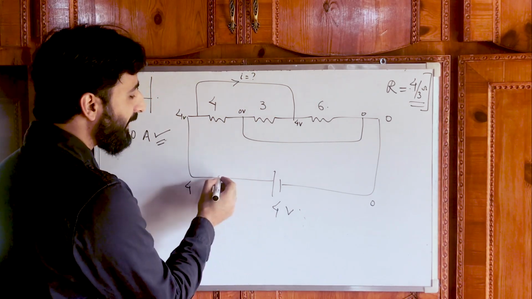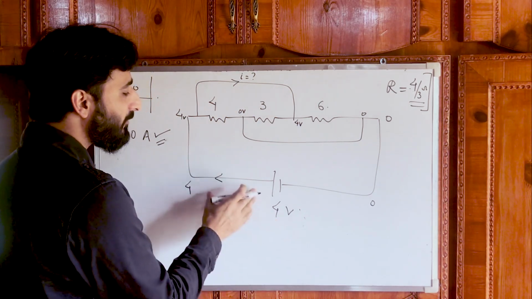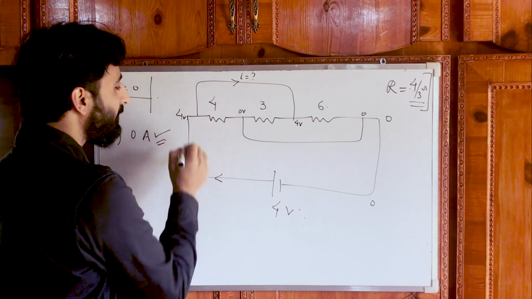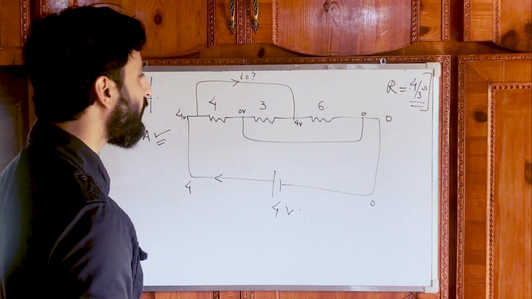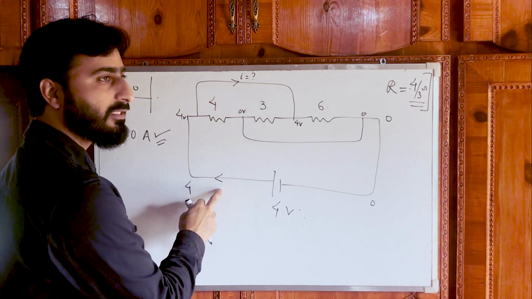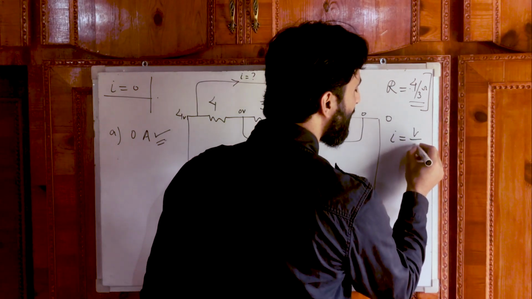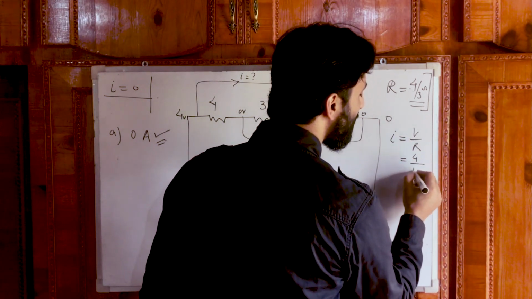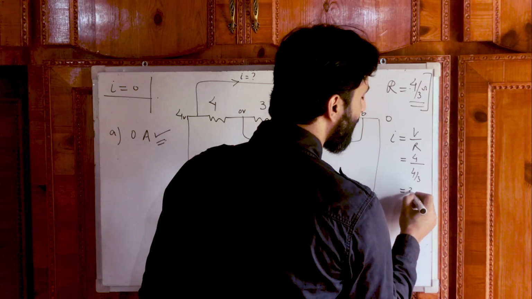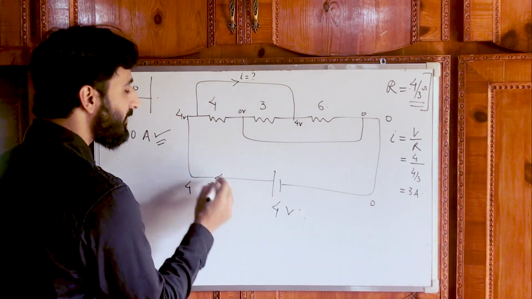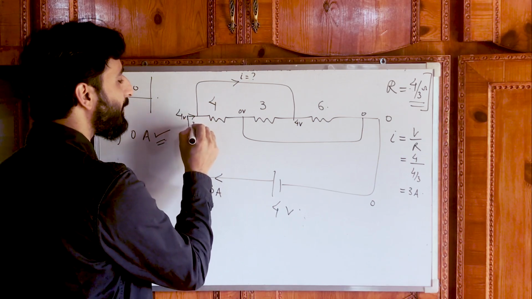Now what will be the net current that will flow through this part of the circuit? The current net will be potential difference by resistance, and potential difference is 4, resistance is 4 by 3, so this will be 3 amperes. So 3 amperes current will flow through this and will come like this, 3 amperes.